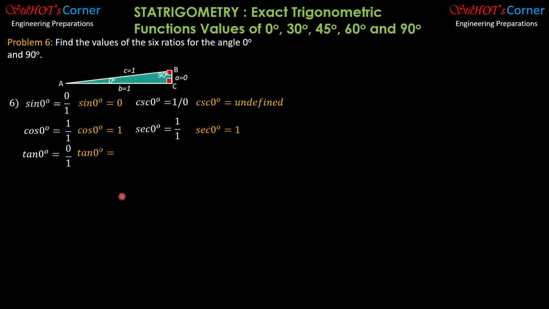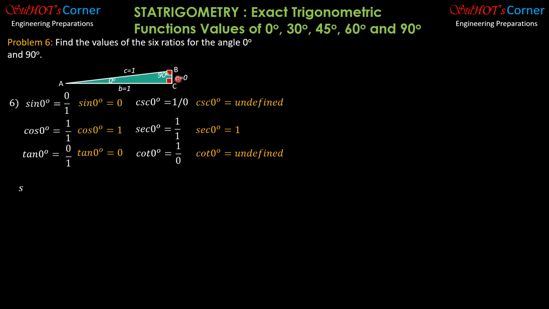So I hope that you don't need a calculator to determine the six ratios for the angle 0 and 90 degrees. Then cotangent of 0 degree is adjacent 1 over opposite 0. So it is undefined.